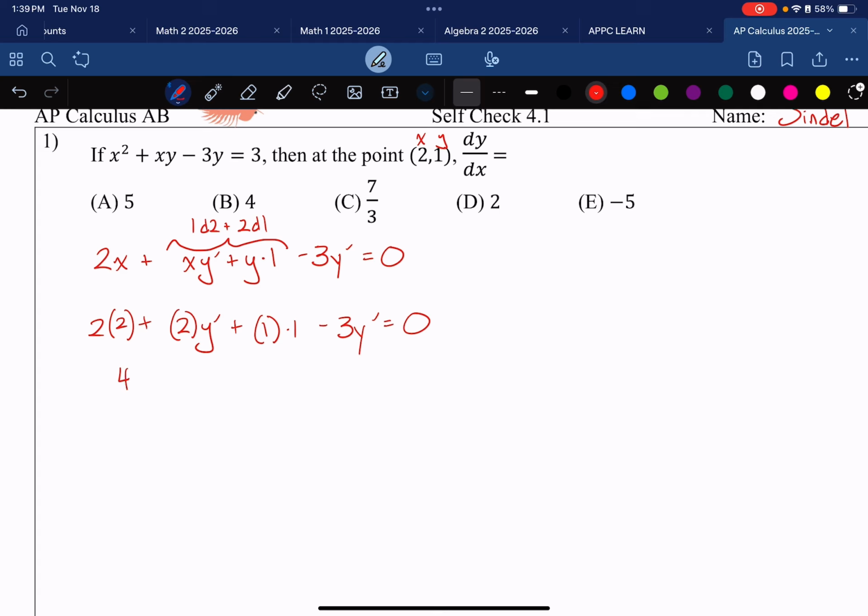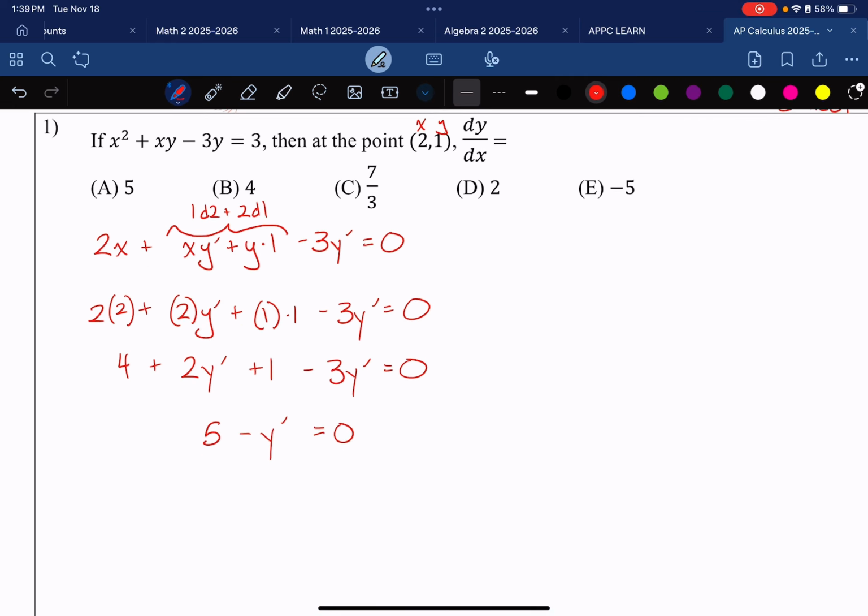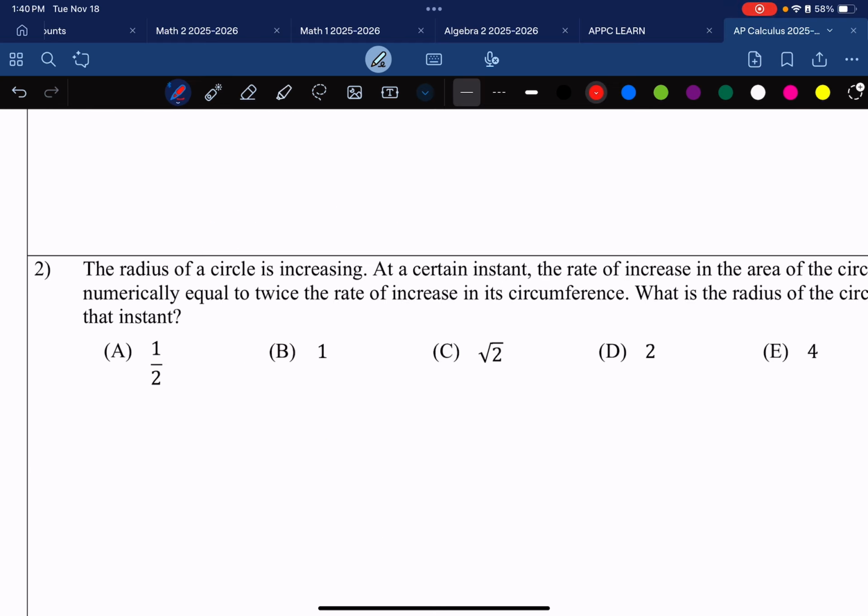Okay, let's simplify. I have 4 plus 2y prime plus 1 minus 3y prime. Combine like terms on the left-hand side, we have 5 plus, oh no, it's actually going to be a minus y prime. That's equal to 0. I'm going to add y prime to both sides, so I get 5 is equal to y prime. And it looks like our correct answer here is A. Then I move on to number 2.